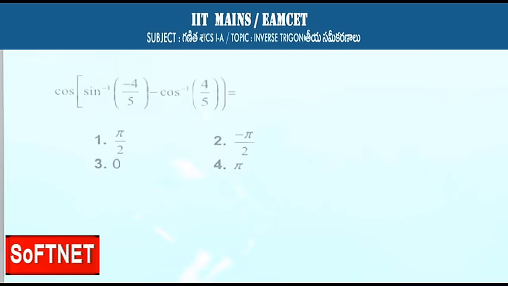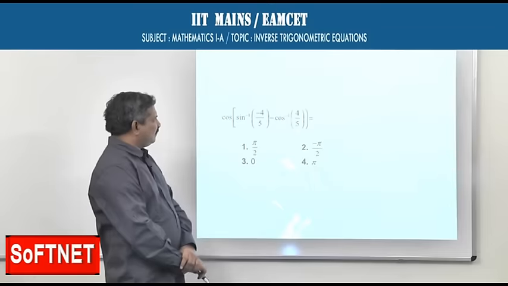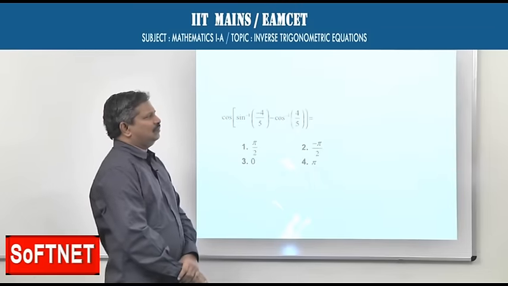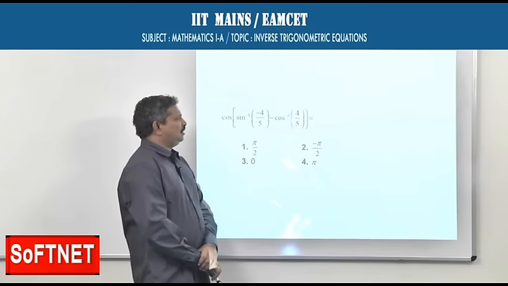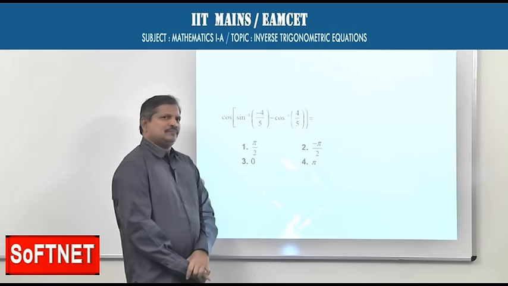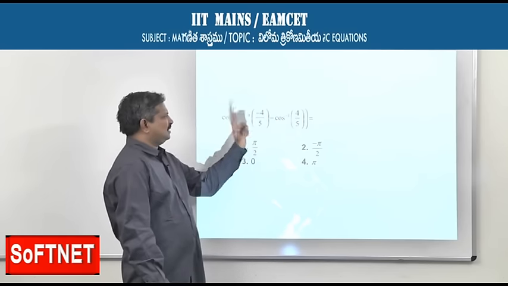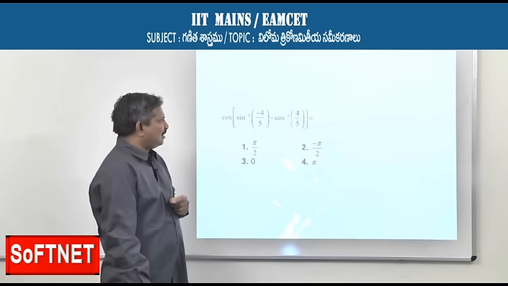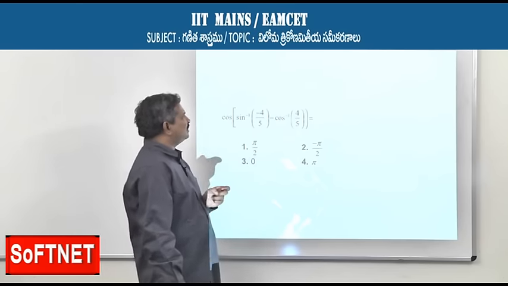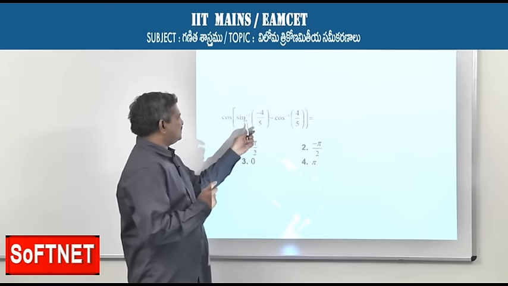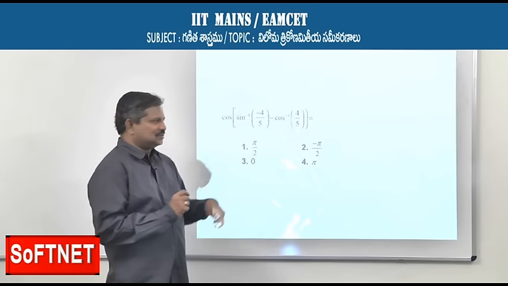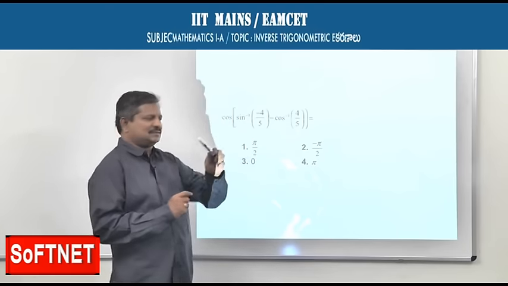Cos of sine inverse minus 4 by 5 plus cos inverse 4 by 5. Already we know that in the fourth quadrant sine is negative. So sine inverse of minus theta is minus sine inverse theta. And in the fourth quadrant, cos value is positive and sine value is negative, that's what we know. Therefore sine of minus theta gives minus sine theta. Sine inverse of minus theta gives minus sine inverse theta.